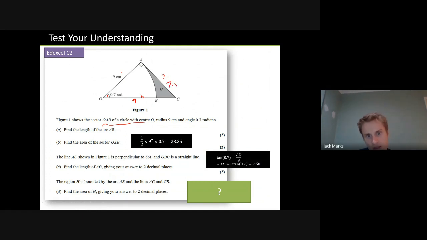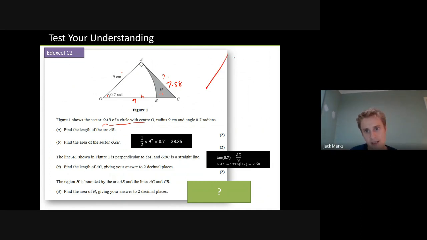And then generally a good idea to write the answer on the newfound line or angle because it might come in the next part. The region H is bounded by curve AB, yes, and AC and AB, okay. What is this part here? Well, think about a large shape first and then subtract things off is generally the best way.